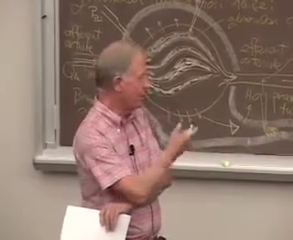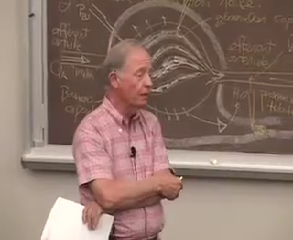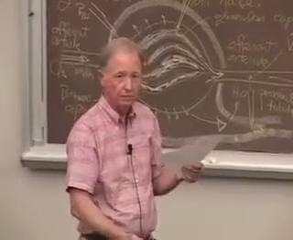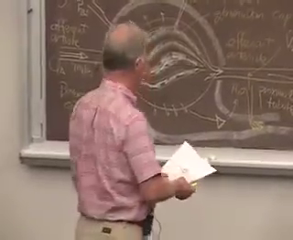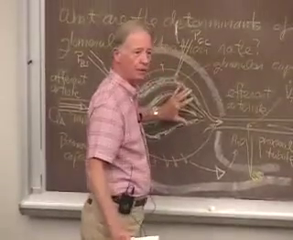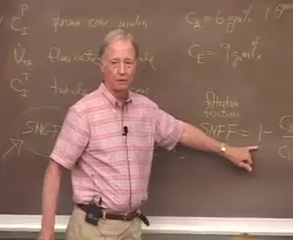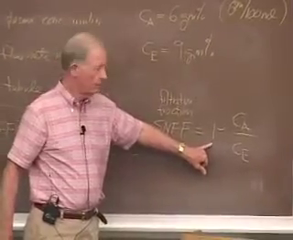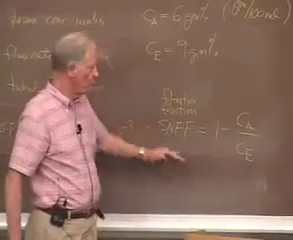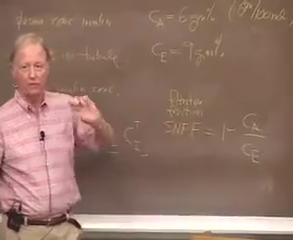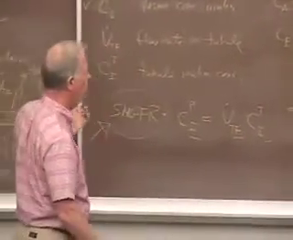CE would get really big if I start taking out all the fluid in the glomerulus, filtering it all out. CE would get larger and larger and larger. SNFF would approach what? 1. So those are the limits. SNFF varies between 0 and 1.